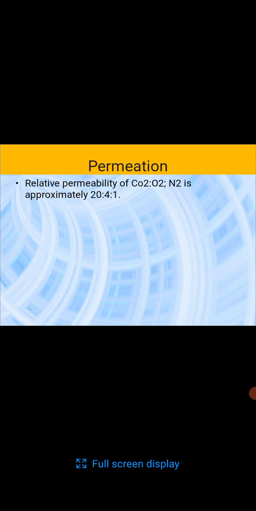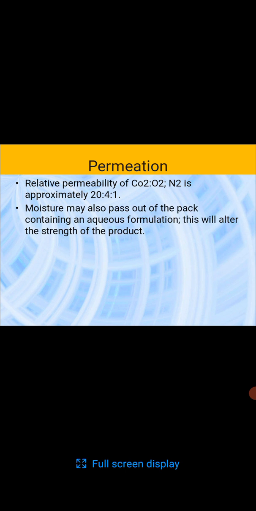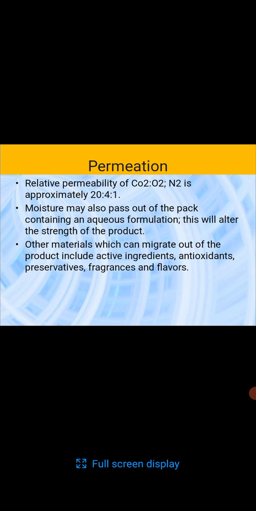Permeation. Relative permeability of CO2, O2 and N2 is approximately 20 to 4 to 1. Moisture may also pass out of the bag containing an aqueous formulation. This will alter the strength of the product. Other materials which can migrate out of the product include active ingredients, antioxidants, preservatives, fragrances and flavors.